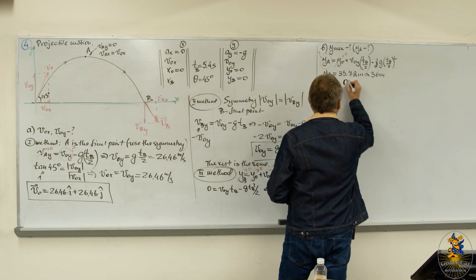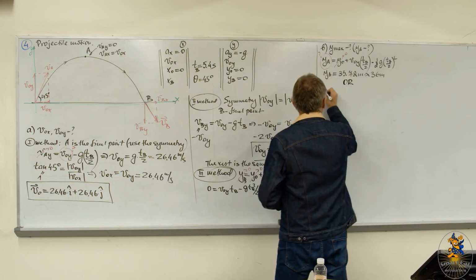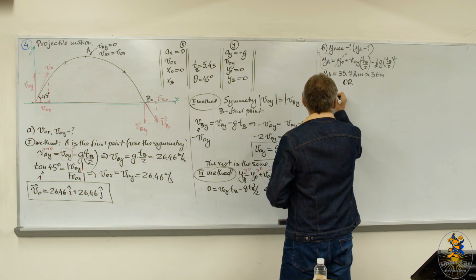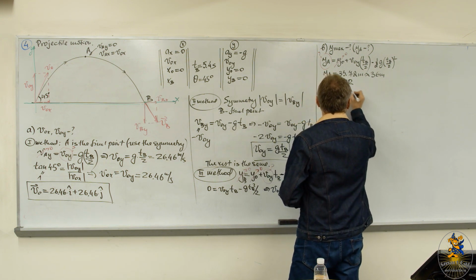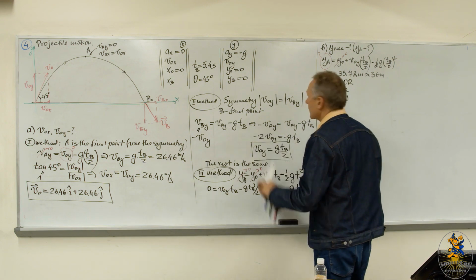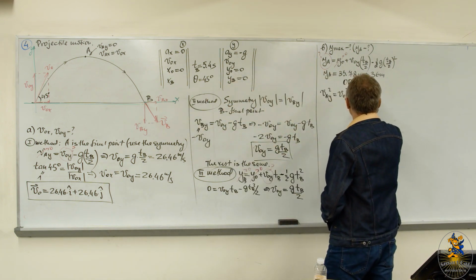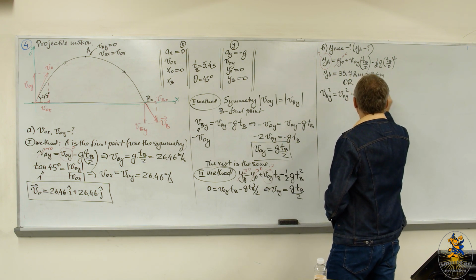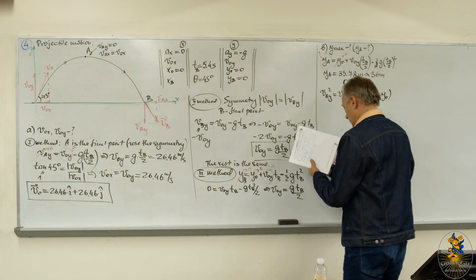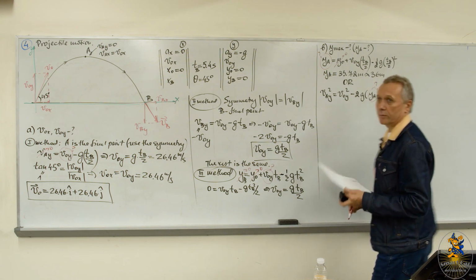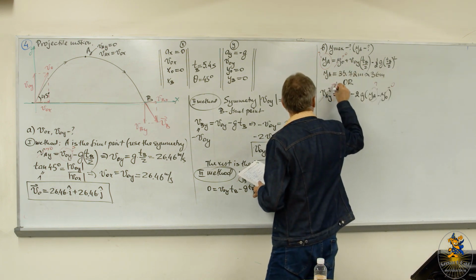Or, let me write, we can use that equation of v_ay squared equals v_0y squared minus 2g(y_a minus y_0). So this is 0, and this is our unknown. And again, this is also 0.